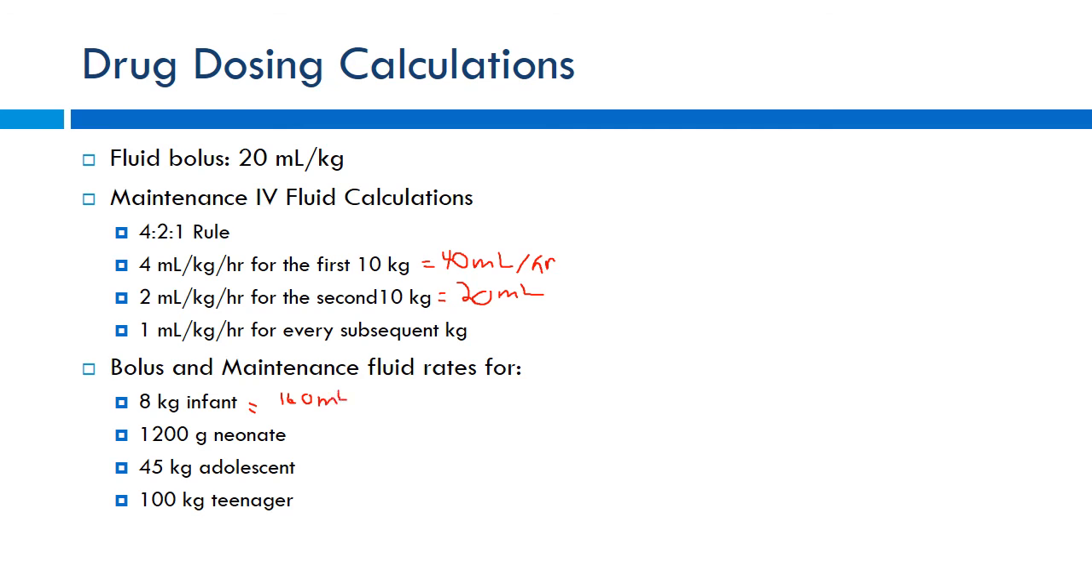For maintenance, basically we'd say, okay, he's under 10 kilos, so I'll just do 8 times 4. So 8 times 4 is going to be 32. And so his maintenance rate would be 32 mLs per hour.